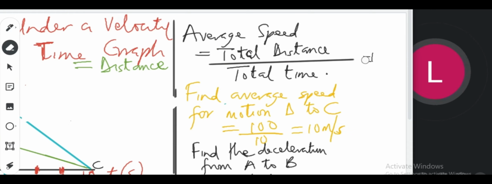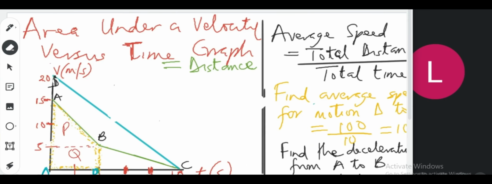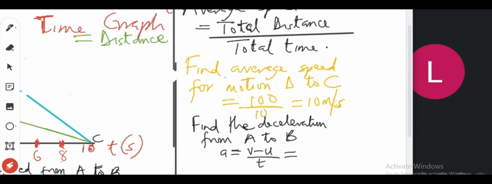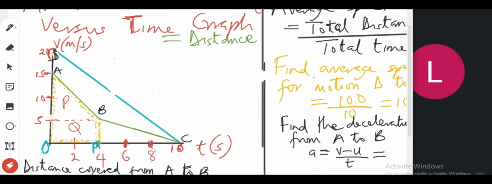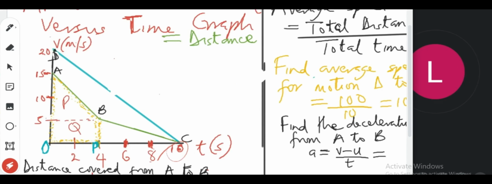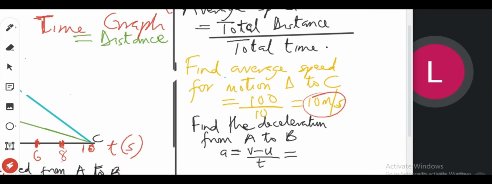Okay, sorry, this is where we are solving it. Total distance, we found it to be 100, divided by total time. The total time is 10 seconds. So 100 over 10 gives us 10 meters per second.